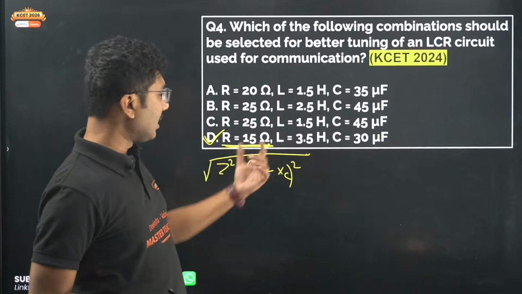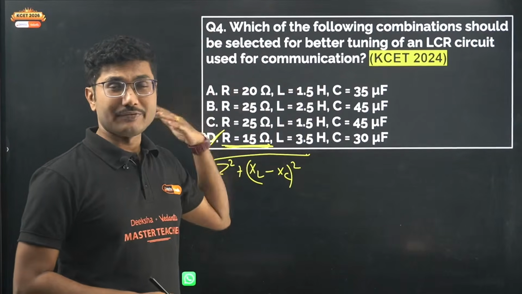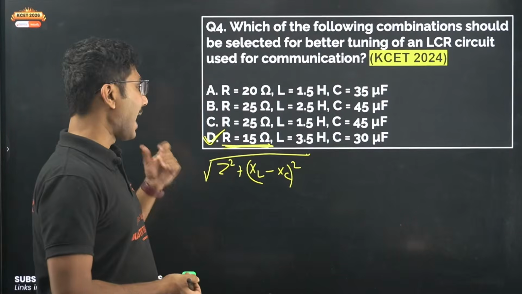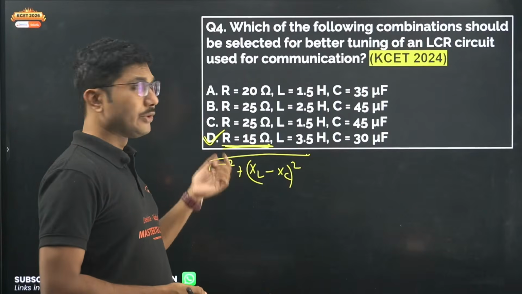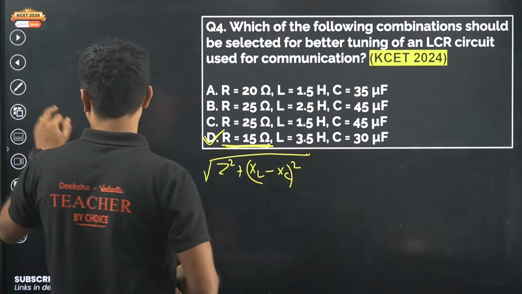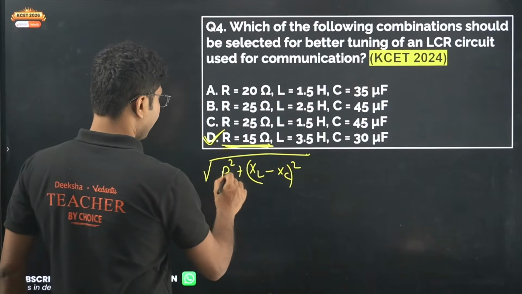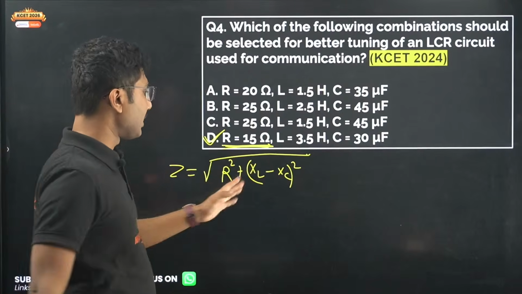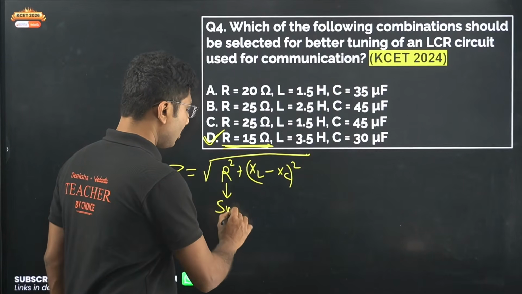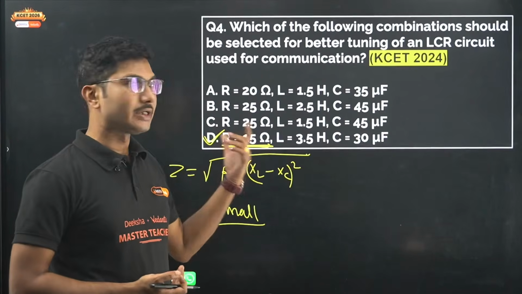Otherwise, if the frequency is mentioned, we will check whether that is the resonance frequency or not. That is condition number 1, and other than that we will choose the smallest possible value of Z. Sorry, I made one small mistake, it is R. Z equals the square root of R square plus (XL minus XC) square. So we will try to find a value where R is small. Smaller value means less distortion. Less distortion means we will get a good signal.